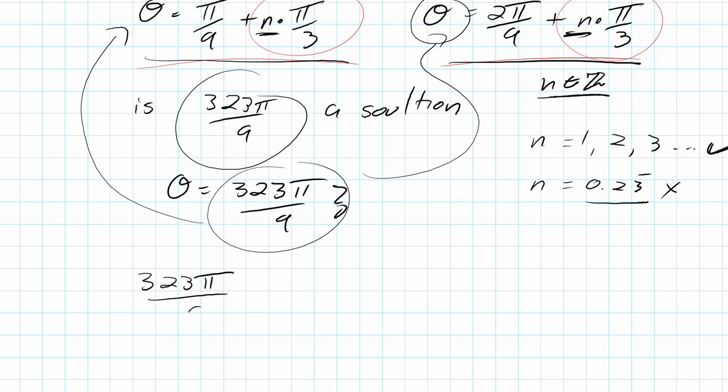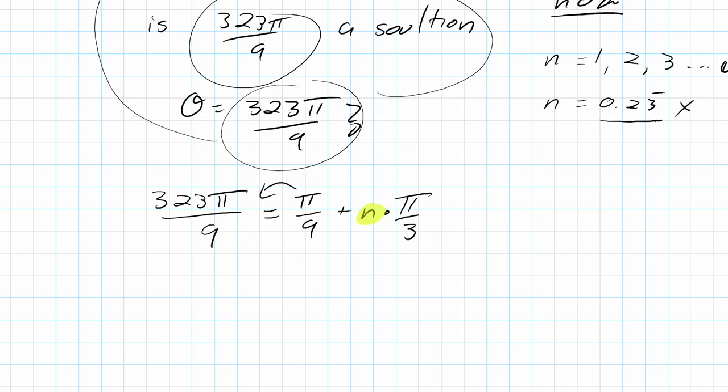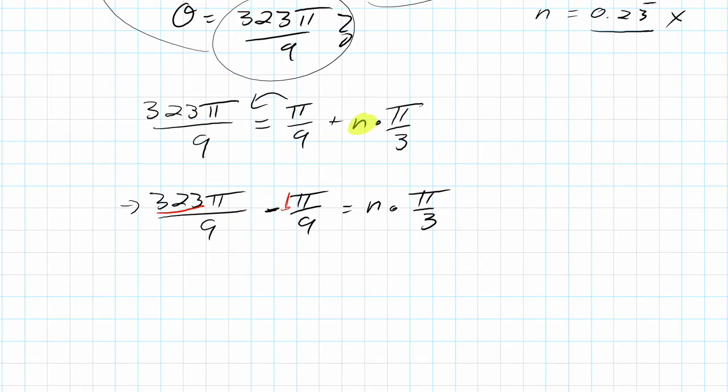Okay. So let's start by just plugging in. 323 pi over 9 is equal to, so we plug that in for theta, pi over 9 plus n times pi over 3. The goal here is to get n by itself. So I'm going to start by bringing over pi over 9. When we bring it over, we get 323 pi over 9. This comes over, becomes negative pi over 9. You can think of it as a negative 1, and that way we can think, oh, I just have to subtract those coefficients, okay? And then on the right-hand side, we still have n times pi over 3. When I subtract these two values, that one's pretty straightforward. 323 subtract 1, I get 322 pi over 9 is equal to n times pi over 3.